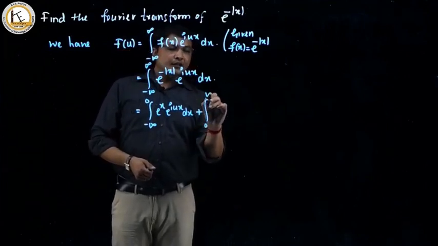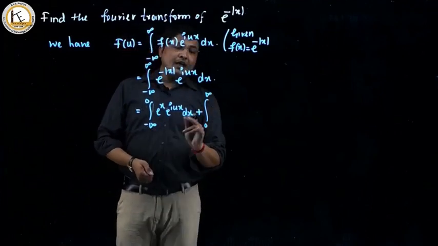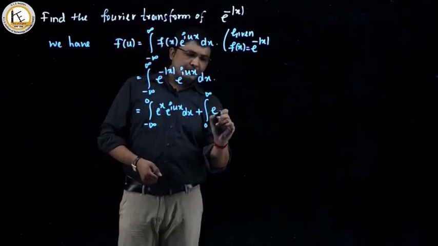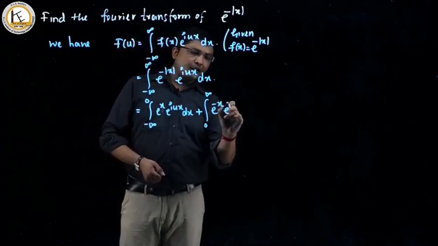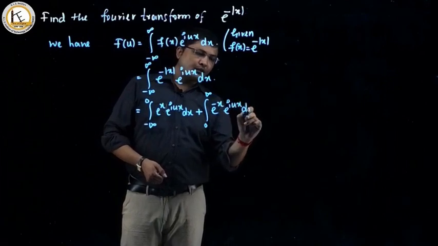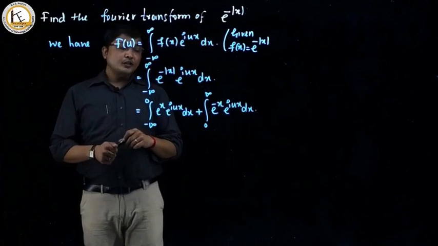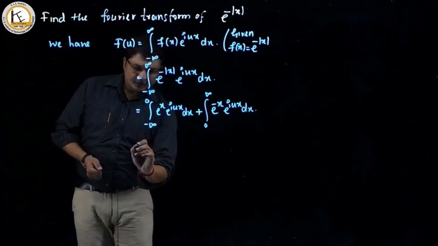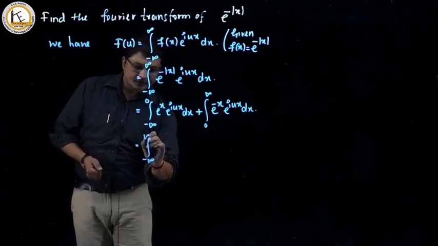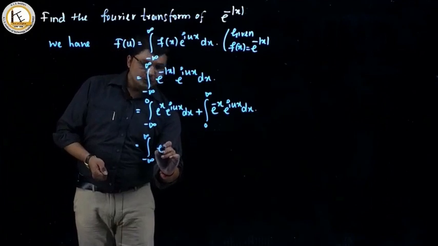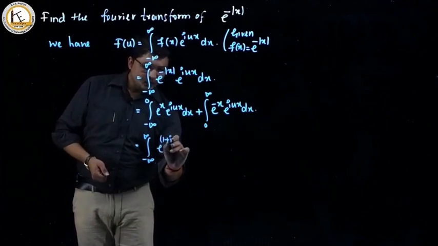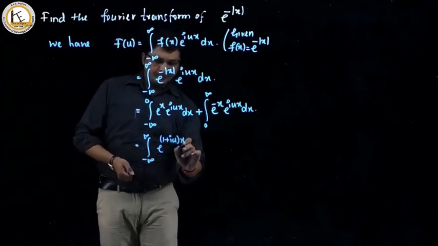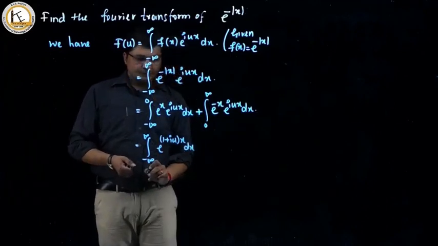So it is minus infinity to 0, it's a negative range. In the negative range this mod x will be minus x, so minus into minus becomes plus, so it becomes e raised to x into e raised to iux with respect to x, plus next we'll split it as 0 to infinity, which is a positive range, and in this positive range this mod x will be plus x, and since there is a minus sign, it becomes e raised to minus x into e raised to iux with respect to x. Now we need to evaluate both the integrals separately.